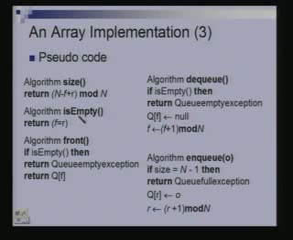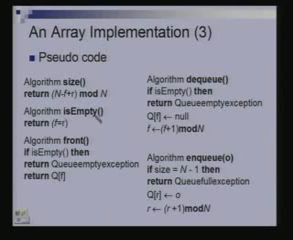Is empty. This is a method, and we said the queue is empty if F equals R. Recall there was this ambiguity. But we said we will never add more than n minus 1 elements into the queue. So if F equals R, that means the queue is empty and not that it is full. So if F equals R, we'll return true for this method.